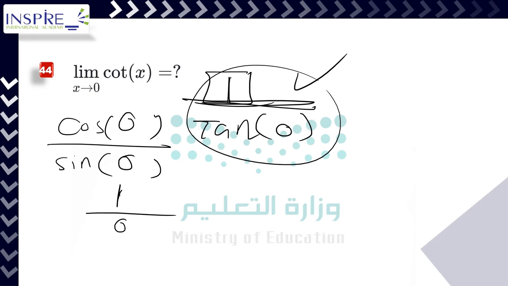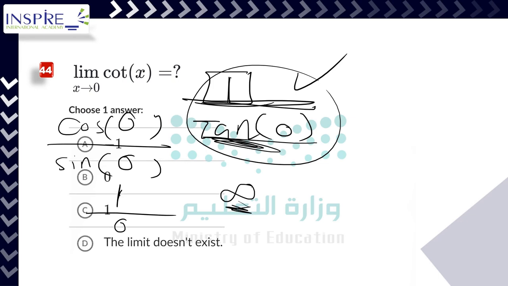And we know that the top part is 1. So if you calculate 1 over 0, it means something over 0. It means unbounded. Unbounded or infinity. But here, unbounded, infinity, the limit doesn't exist. You can choose the limit doesn't exist. Okay. This is 1, this is 0. Yes, so the limit doesn't exist.